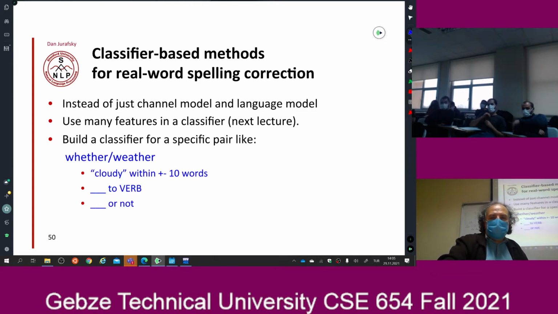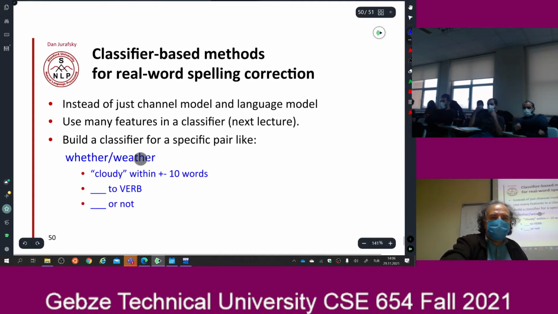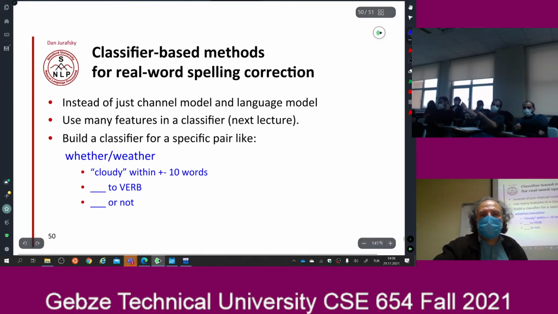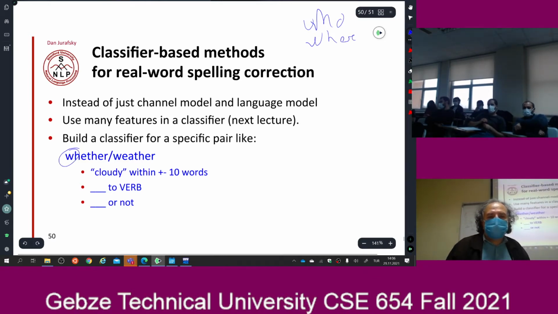I am always confused between this whether and weather. Do you know how to differentiate between them? This is about what is happening with the air, rain, and this is a WH question. It is like who, where, which, and this is one of them, WH.